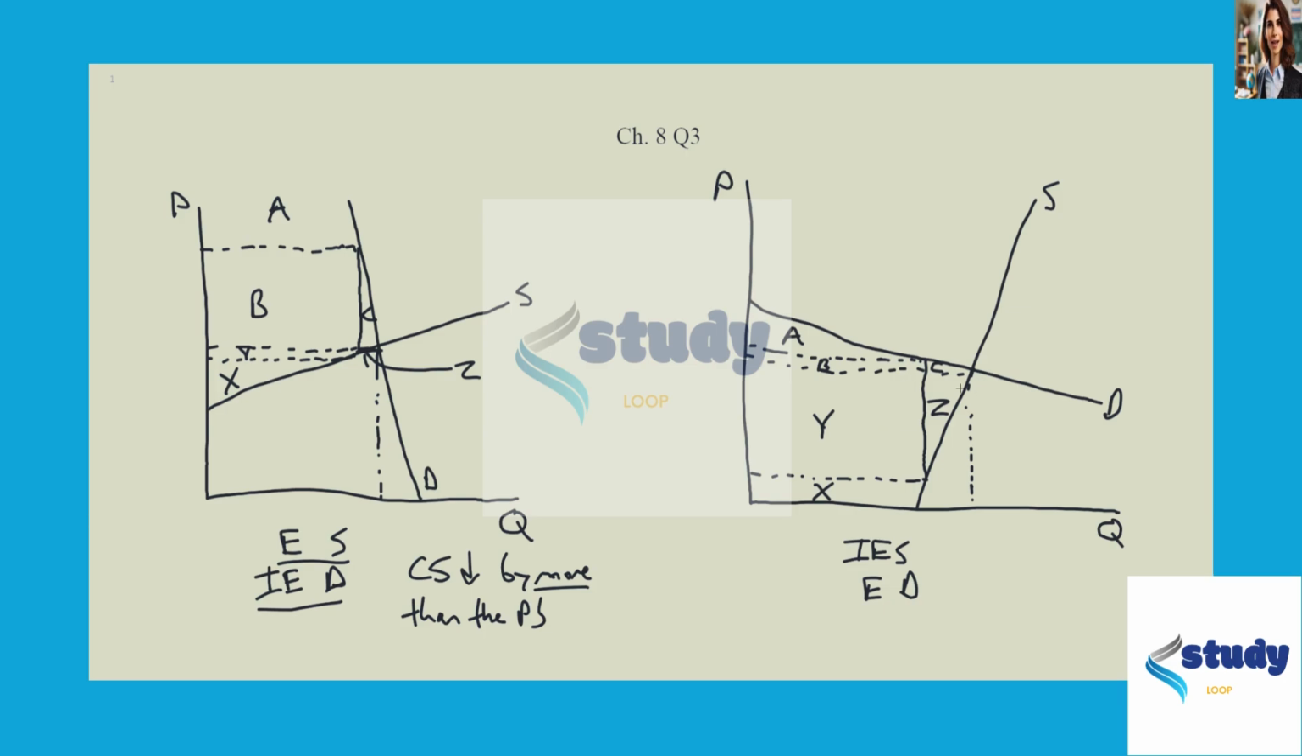In the alternative situation where we have inelastic supply and elastic demand, originally the consumers had ABC as their consumer surplus and producers had XYZ, but after imposing the government tax, it appears that the producer's surplus is decreasing by more than the consumer surplus.